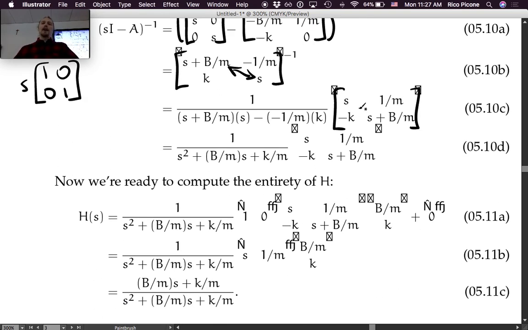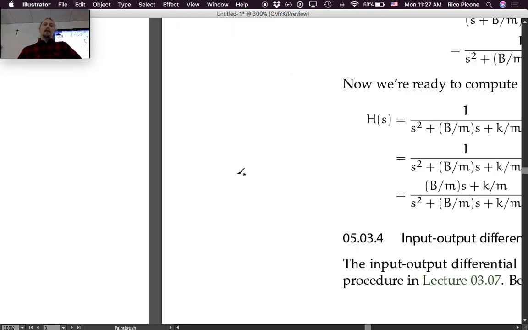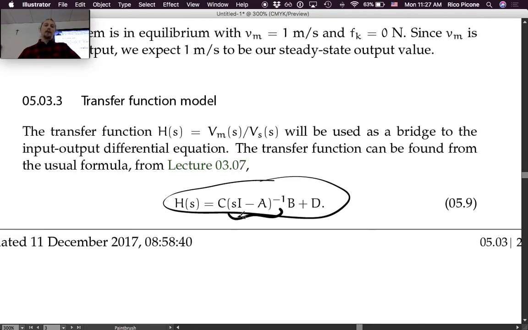So the last step here is to simplify the expression. So simplify this determinant, which looks like that. Okay, so now we're ready to compute the entirety of H. So we're just going to plug in to this formula. So we just got this. So now we're going to plug in C, B, and D, right?